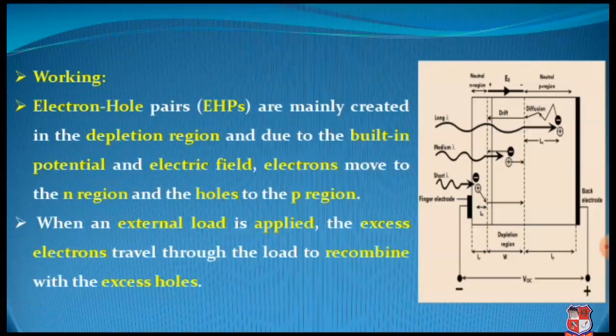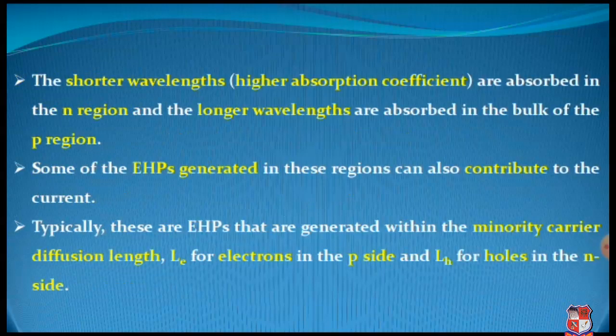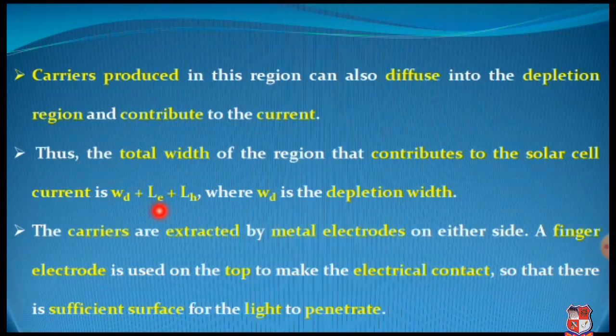Here you can see this is the depletion width plus the diffusion length of electron in n-type semiconductor plus the diffusion length of holes in p-type semiconductor. So this is the total width of the region which contributes to the solar cell current. And as I mentioned earlier, WD is the depletion width. The carriers are extracted by metal electrodes. On the other side, a finger electrode is used on the top to make the electrical contact so that there is sufficient surface for light to penetrate.